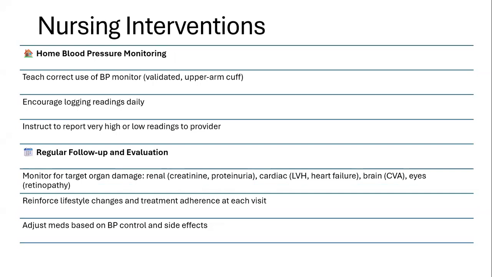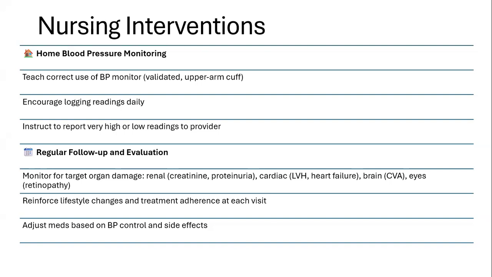Okay, the next intervention is home blood pressure monitoring. It is really important for the patient to be able to monitor their blood pressure, and also important for nurses to teach the correct use of the BP monitor. It must be validated, and how to place the upper arm cuff must be proper, so they can get valid blood pressure data.